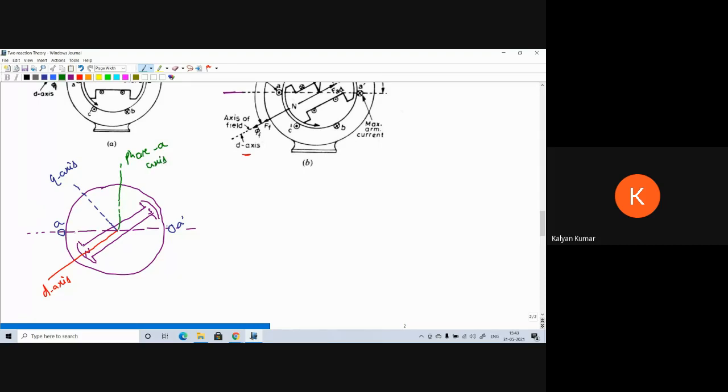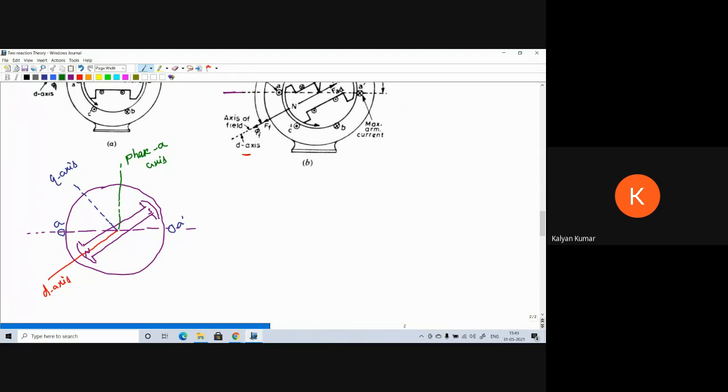So the A dash position does not change, therefore the phase A axis position does not change. So the phase A axis is always perpendicular to the line joining A and A dash. So A dash is perpendicular to the phase A axis. So since the rotor position has changed, the D axis position and Q axis position have changed.